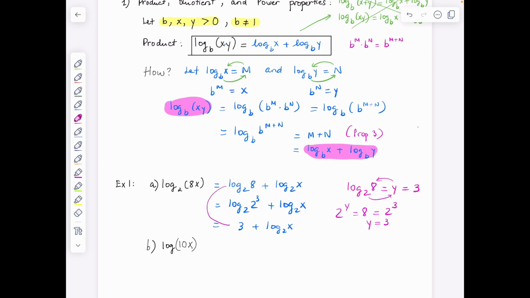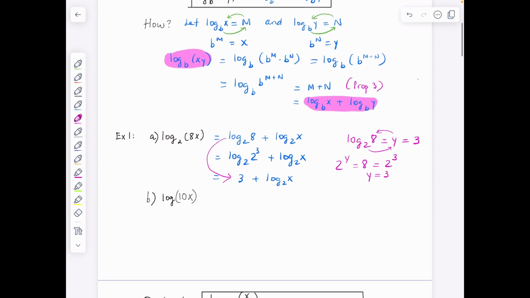And that's what we have here. Next example, log of 10 times x. Now this is a common log or log base 10. So we can rewrite this using the product property. That will become log of 10 plus log of x.